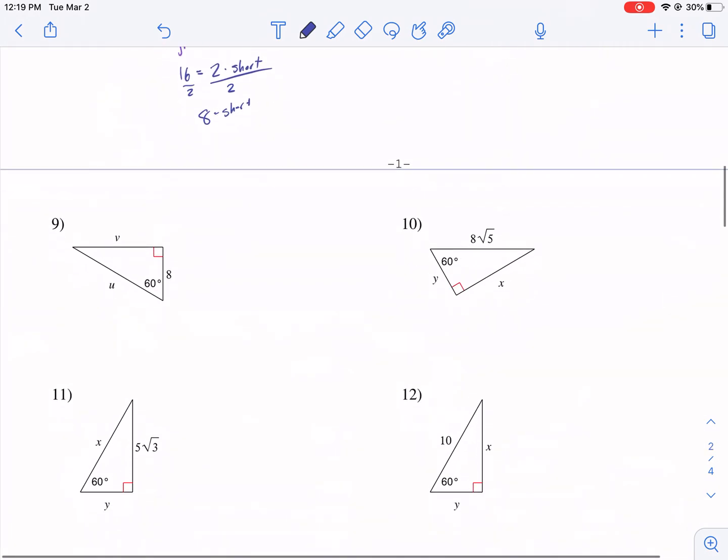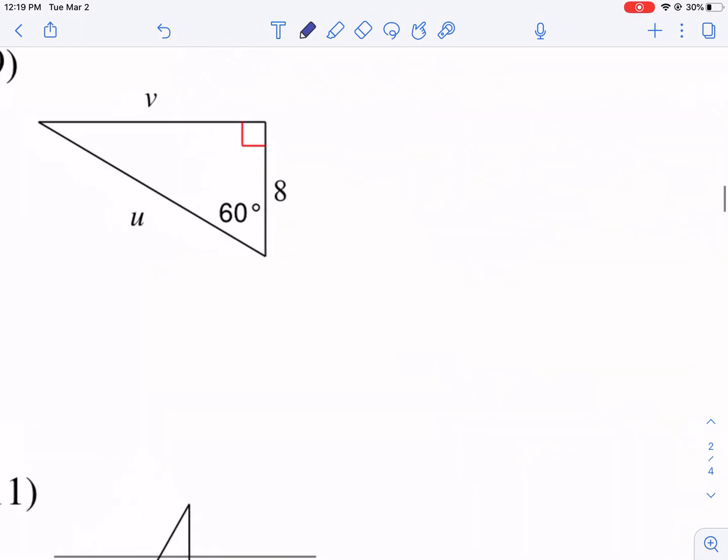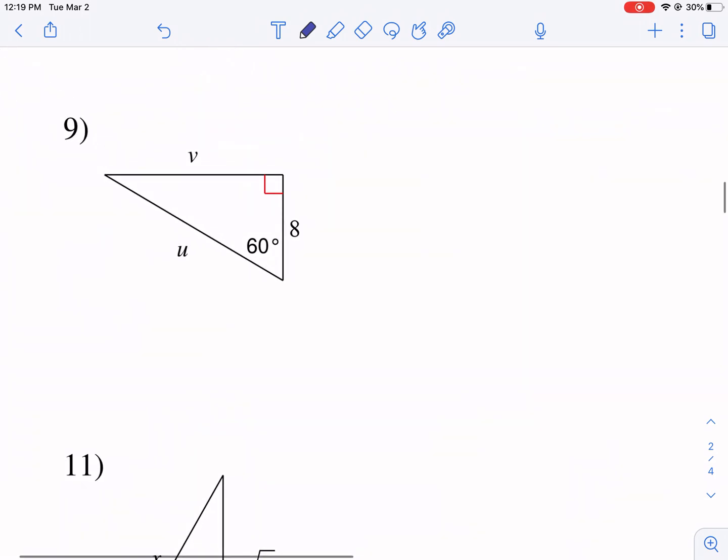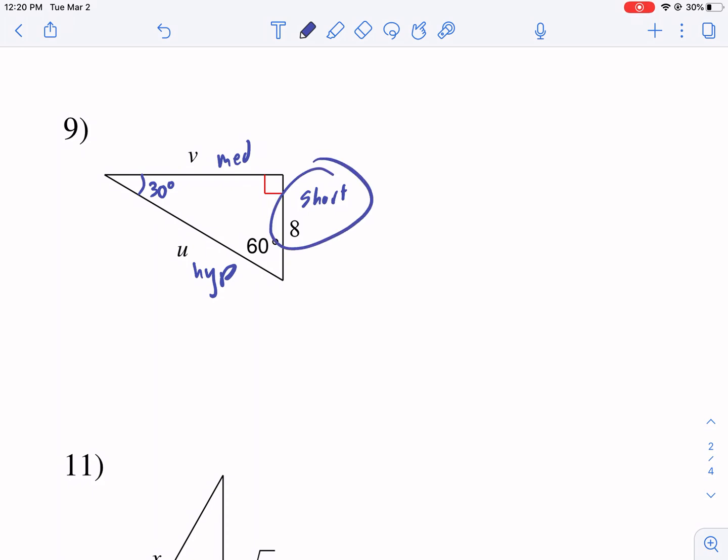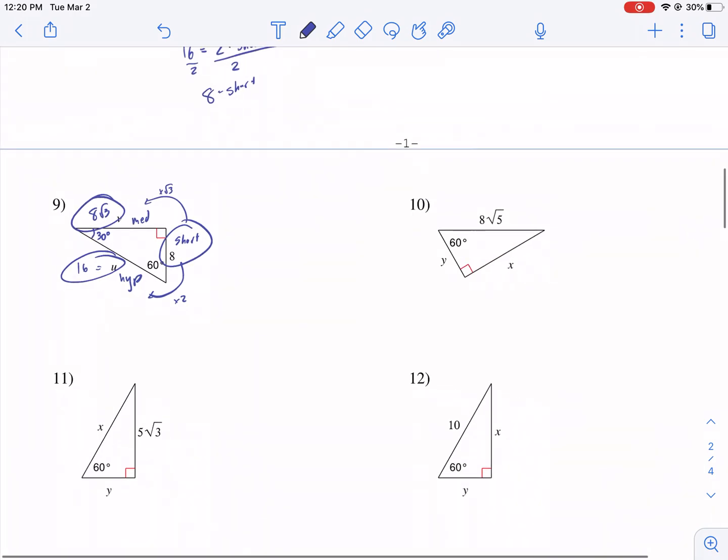Let's do maybe 2 more 30, 60, 90s. Okay, this time, this is, again, the 30-degree side. This is the medium, so this is the short, because it's opposite 30 degrees. Okay, so then I have medium, and I'm given the short side, so that's easy. I multiply by 2 to get the hypotenuse. So I know my hypotenuse is equal to 16, and then I multiply by radical 3 to get my medium side. So it's 8 radical 3 for my medium side. So there we go, U and V, solved.